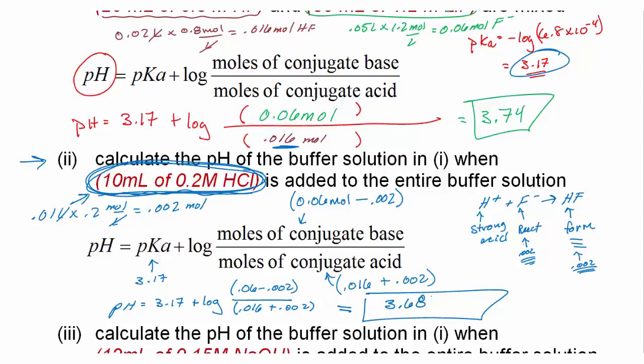Okay, now these calculations are somewhat involved, so I like to look at it. We added an acid, and the pH went down, as it should, right? Because it's 3.68. It was 3.74. So this is looking correct. It went down just a little bit. Didn't go down a lot. It went down a little bit. The buffer's doing its job.